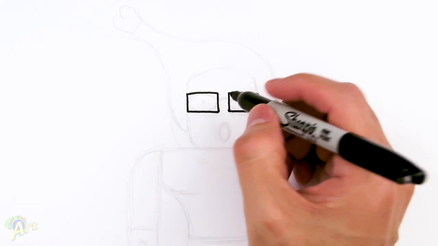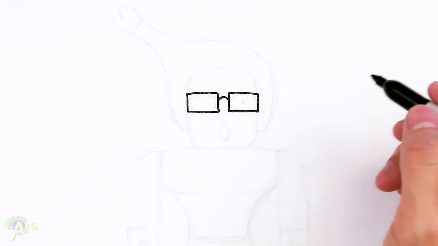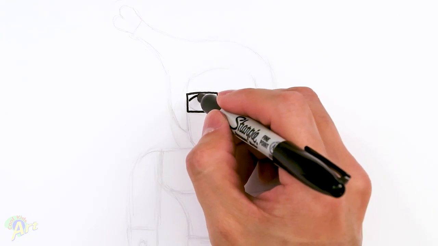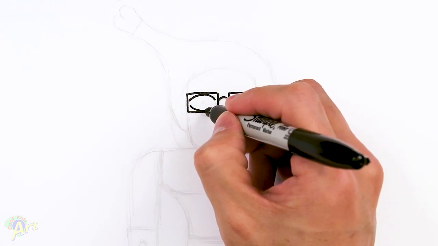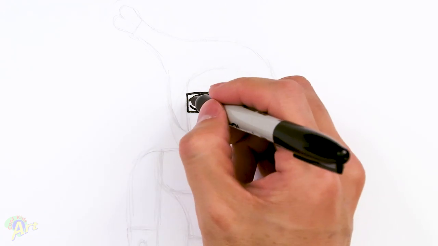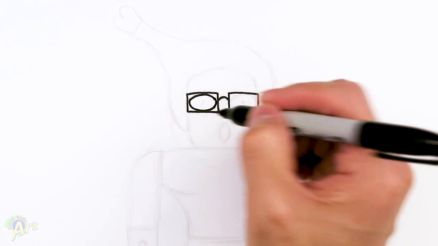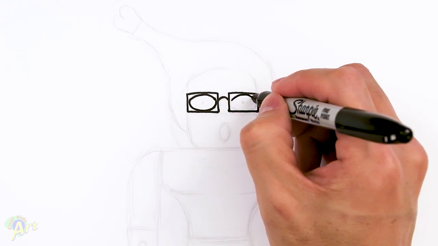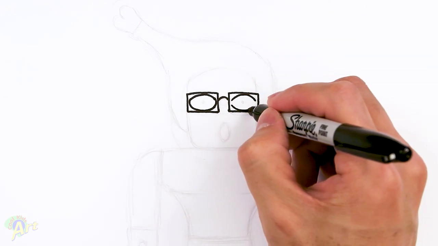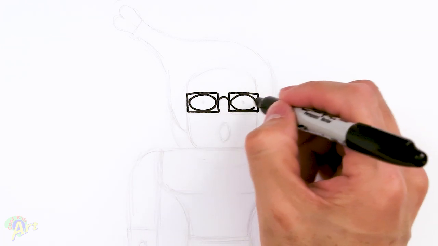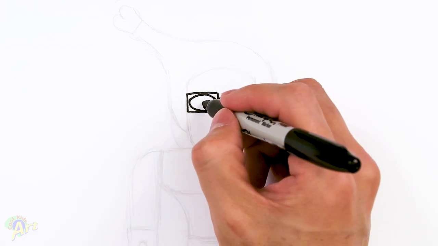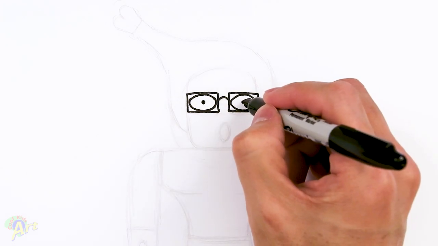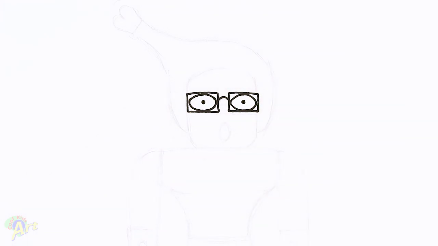And then once we have the frame, we can connect it in the middle with a little curve. Now for the inside, start on the top here. Draw one curve touching the top, and then another one touching the bottom. Once you have that, close it off on the sides. So we're basically drawing an egg shape inside. And then lastly, put in two dots. Nice and creepy looking eyes.